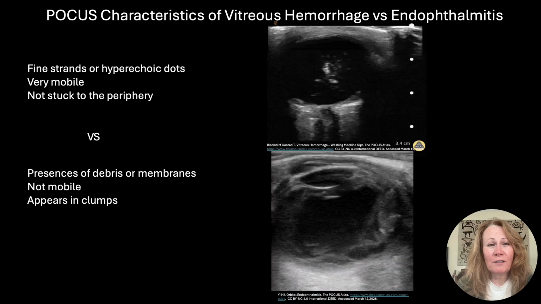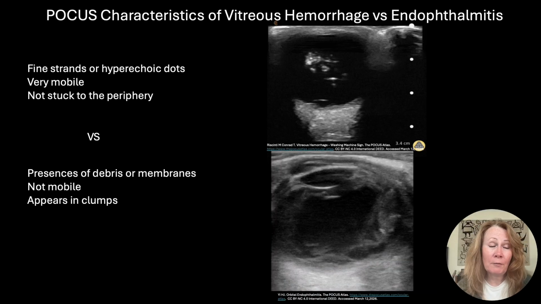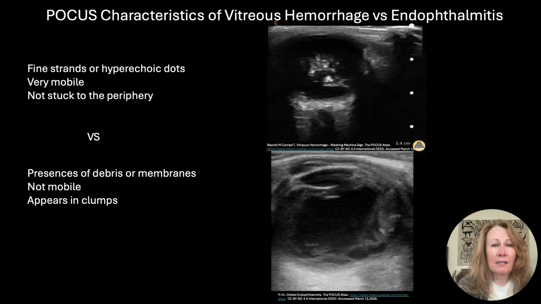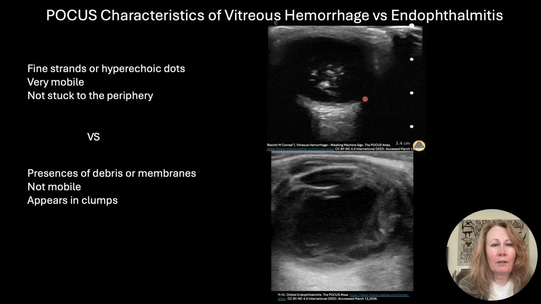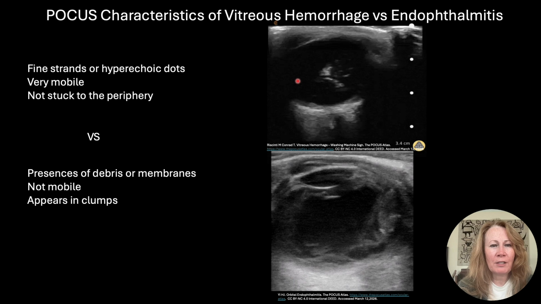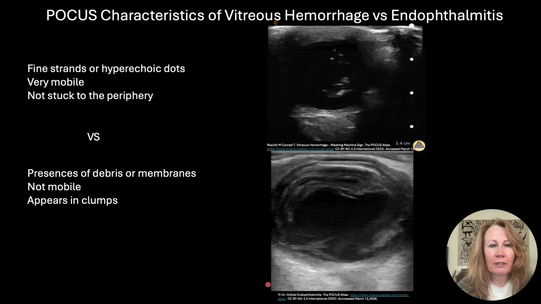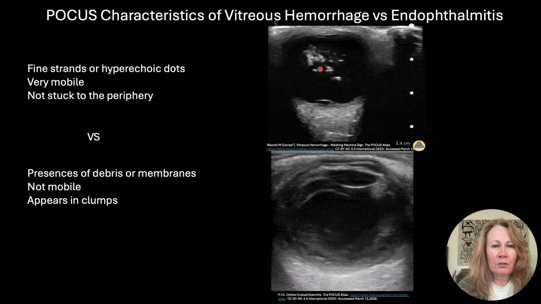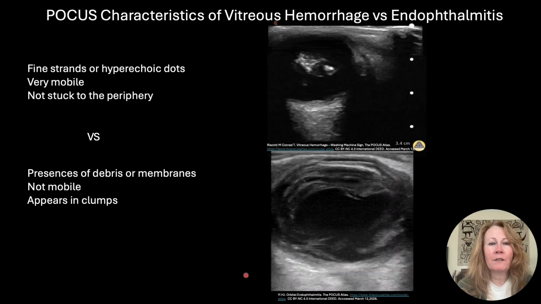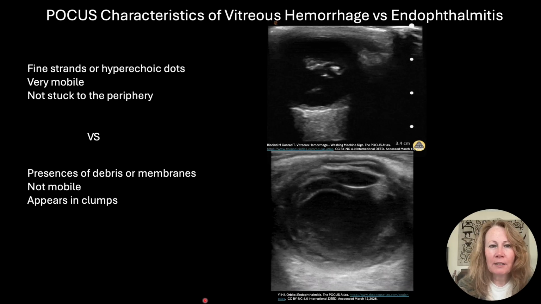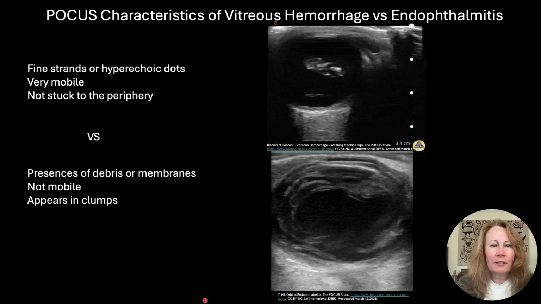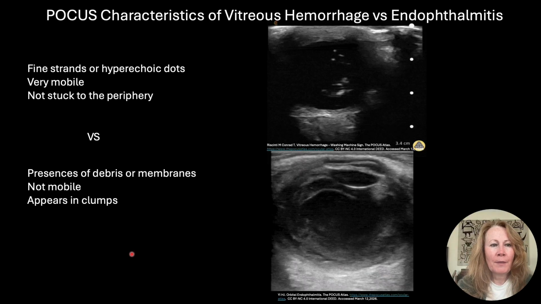So if we compare side by side a vitreous hemorrhage with endophthalmitis, we can see that, again, in the vitreous hemorrhage, the predominant echogenicity of the posterior eye is anechoic, and the internal echoes are very hyperechoic, and they swirl independently and are not adhered to the posterior wall.